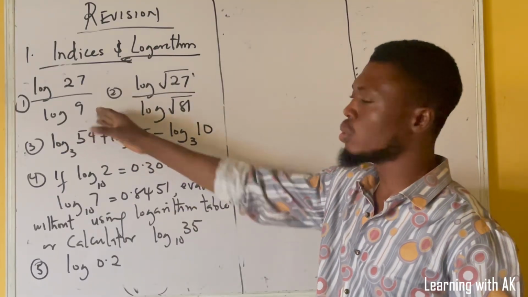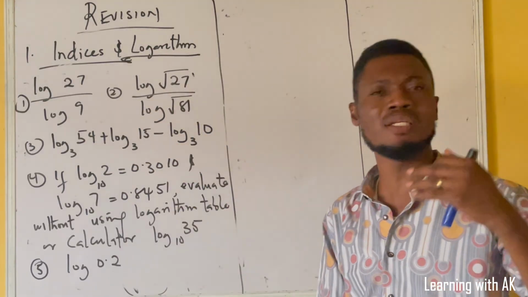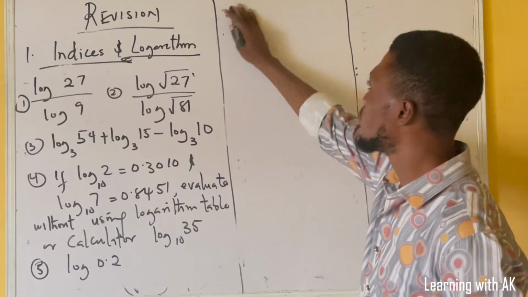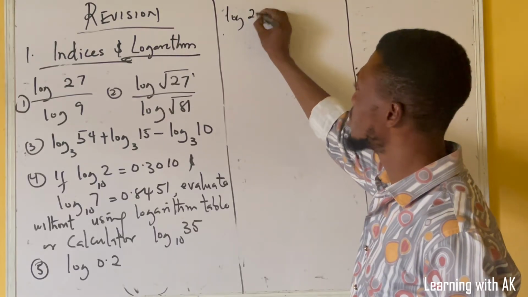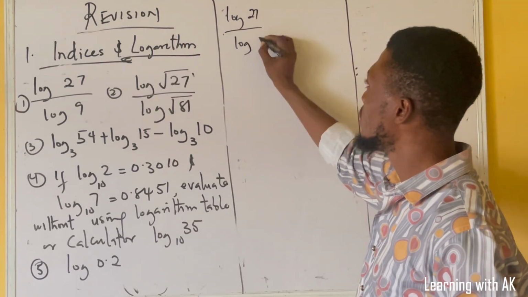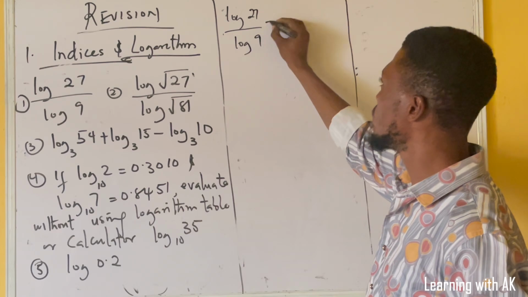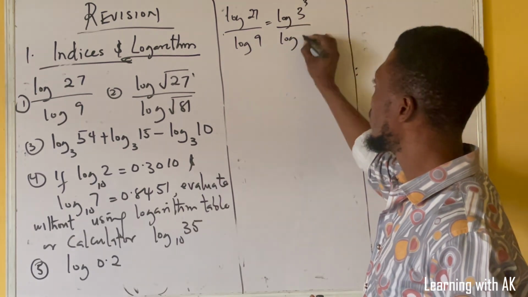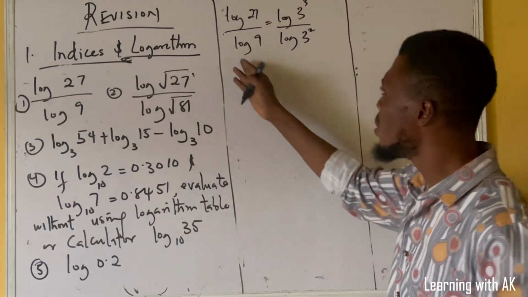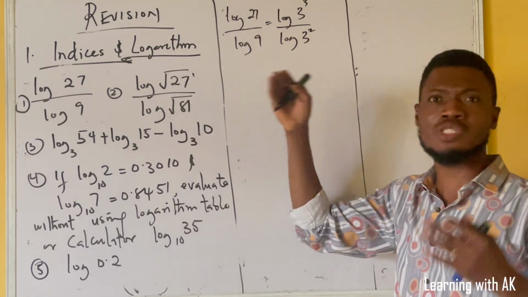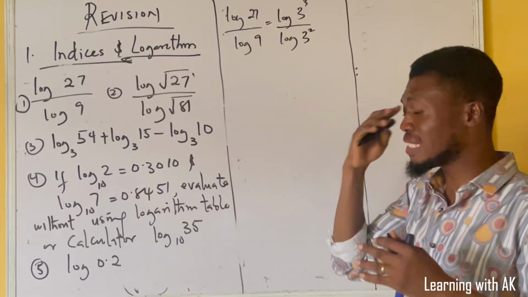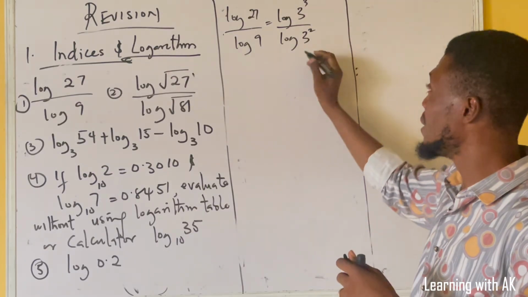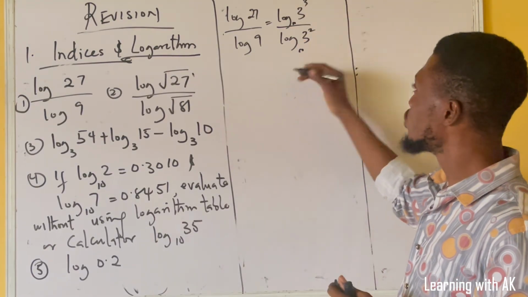For this one, what do we need to do? Don't forget again, if you are looking at indices and logarithm, index first. So if I have log 27 over log 9, I put this in index form, which gives me log 3 raised to power 3 over log 3 raised to power 2. However, once you have log with no base, don't forget you must have a base. If there's no base, it means they are all in base 10. So this one is in base 10, this one is also in base 10.